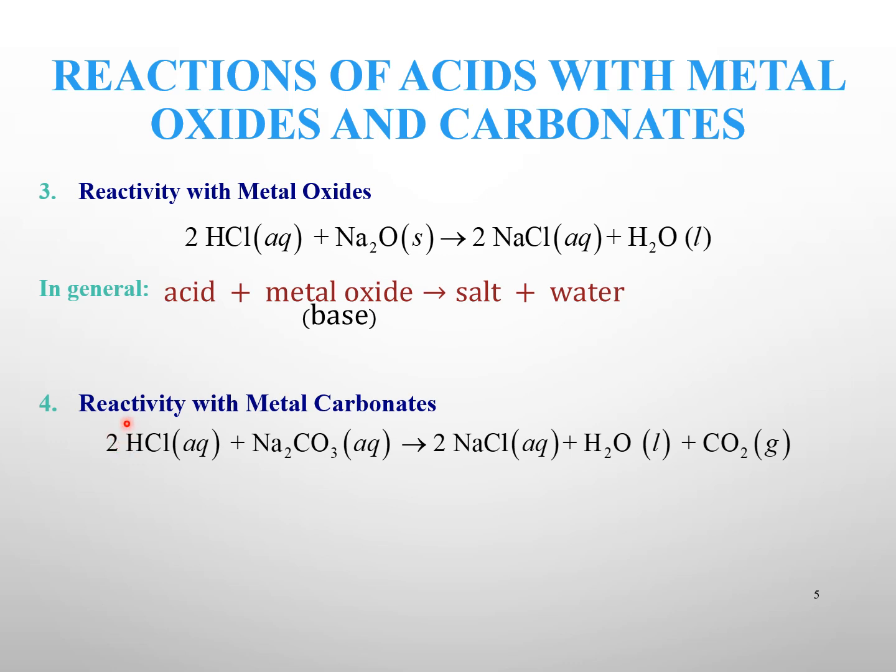Next, let's talk about reacting an acid with metal carbonate. So this is an example of a metal carbonate, just a metal ion and a carbonate paired together to have a carbonate compound. So acid plus metal carbonate will give you salt, water, and carbon dioxide. So carbonate will yield carbon dioxide.